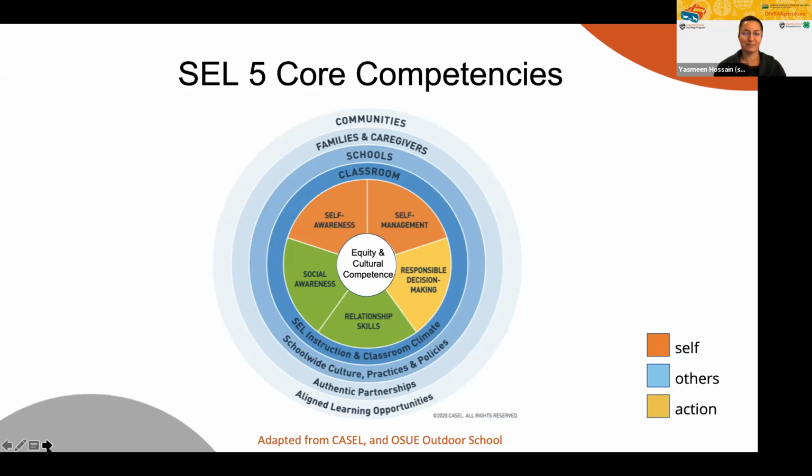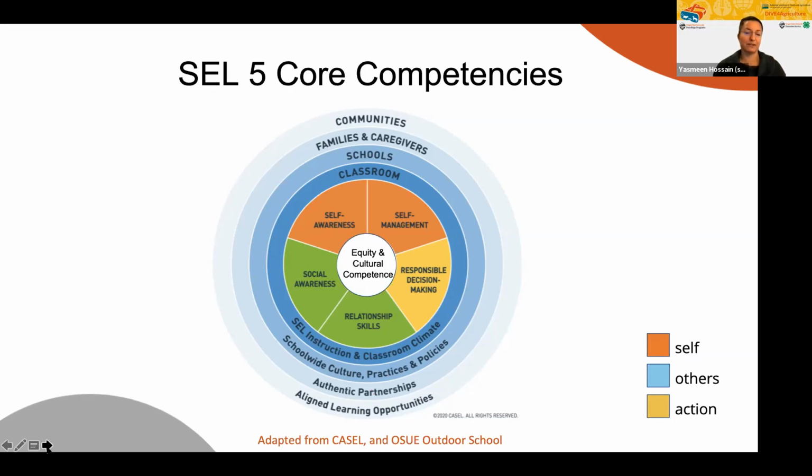So CASEL recently updated their framework to reflect that SEL development doesn't start and stop in the classroom. So you can see the blue circles going out. They changed this a little bit to show that SEL encompasses the school administration, families and caregivers, and then really the entire community where students live, influencing their social emotional development.